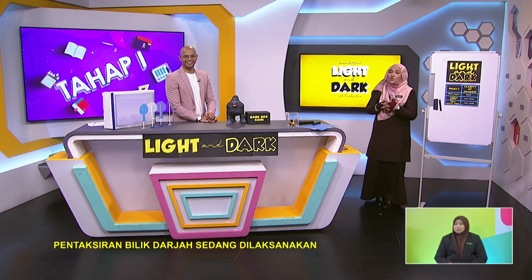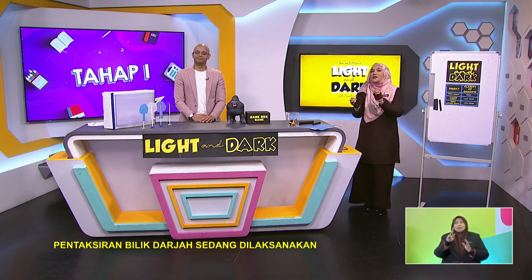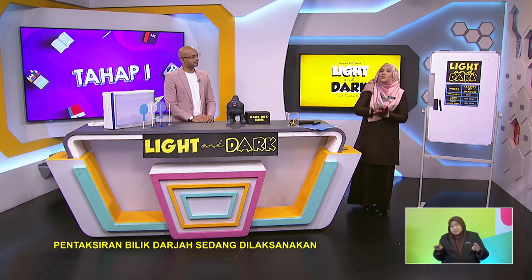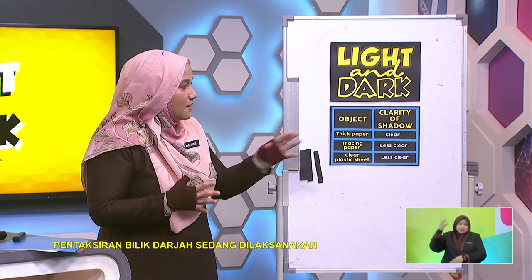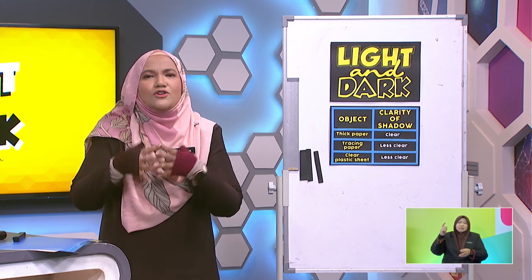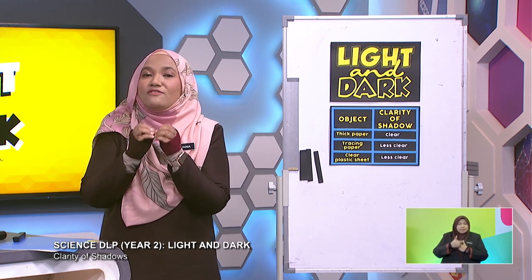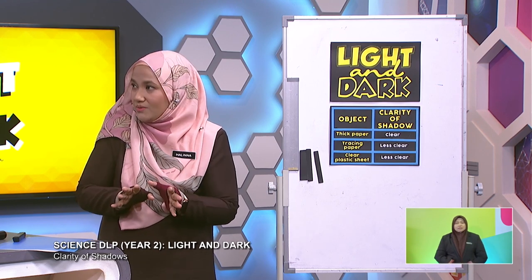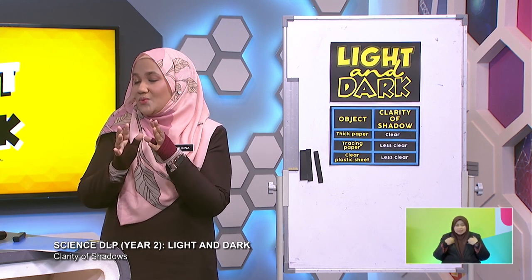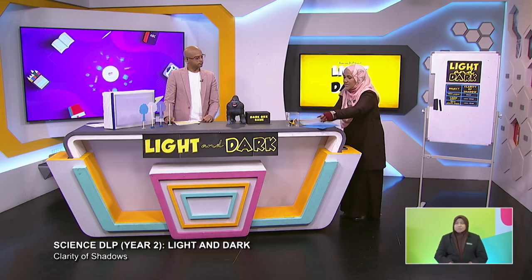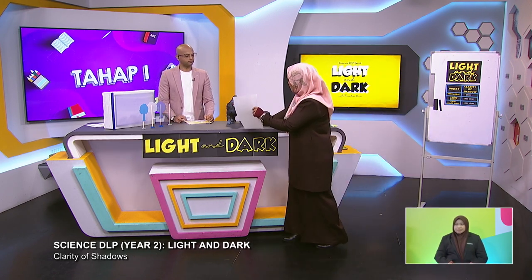Okay. So now I hope Sean and everyone understand why the clarity of shadow is different among these different materials. Because as we know, shadows are formed when objects are blocking the light. So thick paper blocks the light fully, 100% blocked. That is why no light can pass through that thick paper and the shadow formed will be very clear. Very dark, black shadow. The tracing paper, on the other hand, has some light that can pass through it. You want to try? This is tracing paper. When we put an object behind it, can you see?